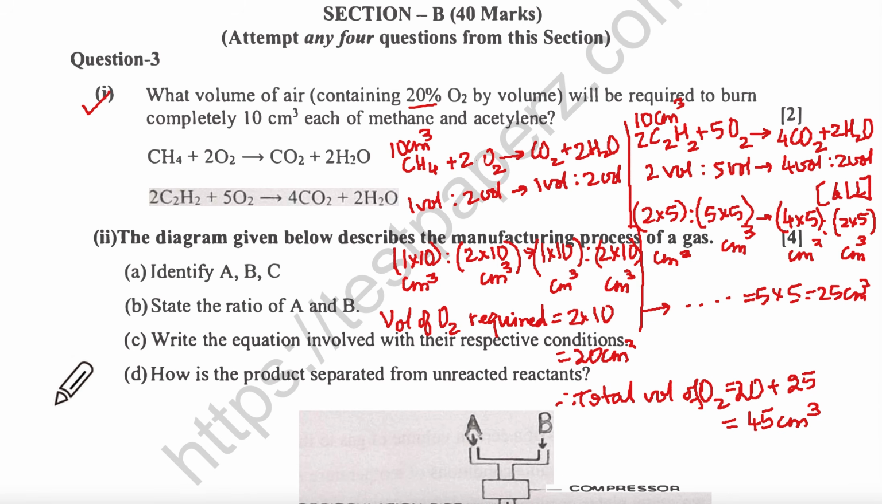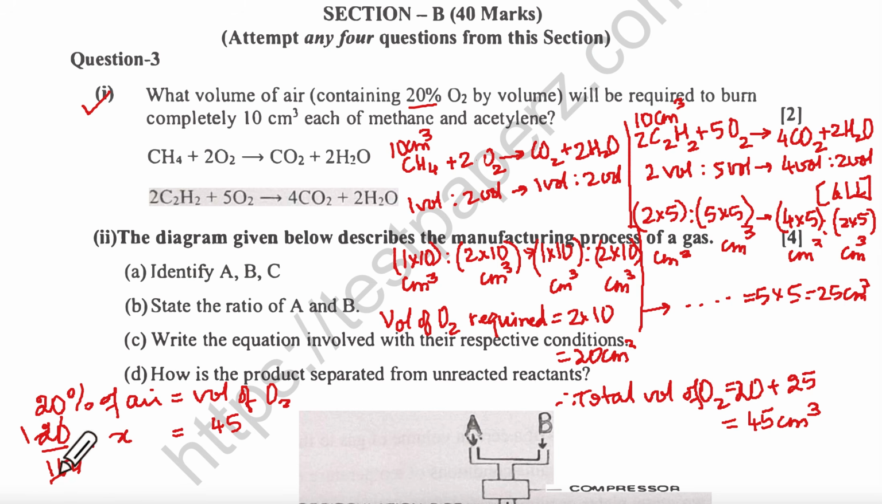So what should we say? 20% of air is equal to the volume of O2, correct? So 20 upon 100 into X is equal to 45. So X will be equal to 225 centimeter cube, and you'll say this is the volume of air.